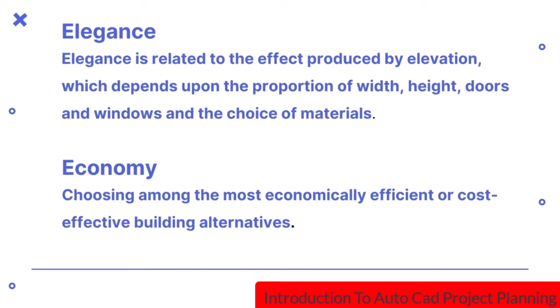Economy can be achieved by providing rooms of minimum necessary dimensions, minimum door and window areas, simple design for windows, plain tiles and fixtures, and fastenings of a simple type for internal doors, and so on.